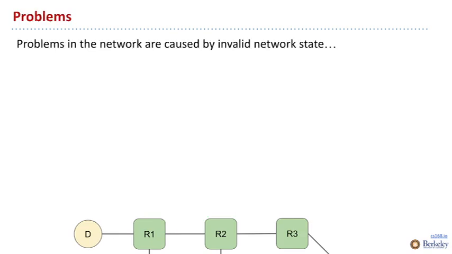What are some problems that we're going to run into? Well, generally, our problems in the network are caused by some sort of invalid network state. And so I'll turn to you and ask, what are possible sources of invalid network state? Where are issues that we can run into in the network? They're going to cause us to not route optimally.